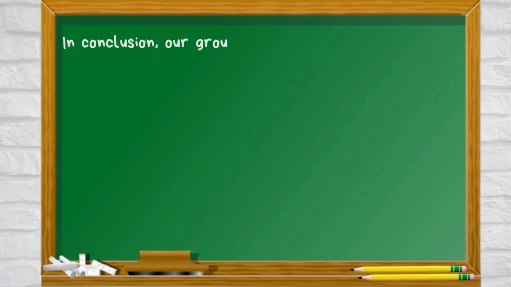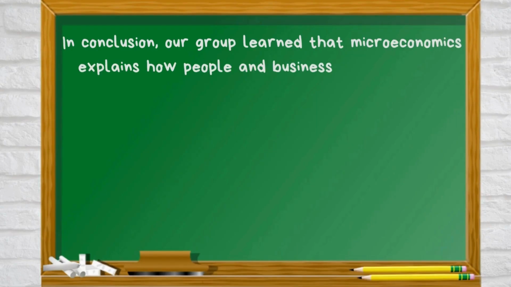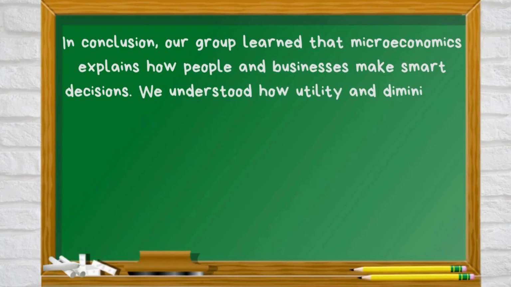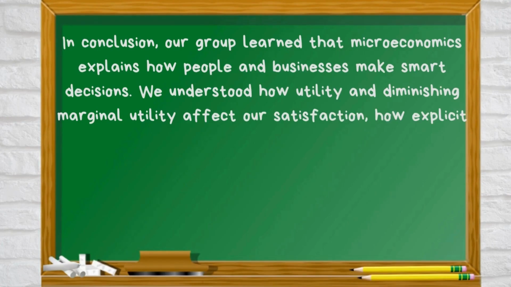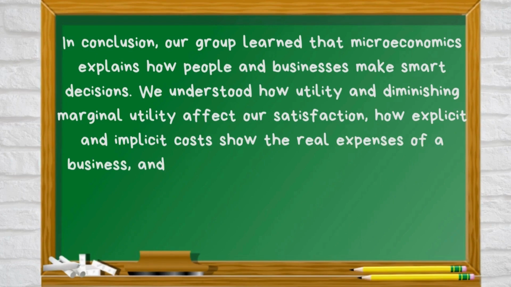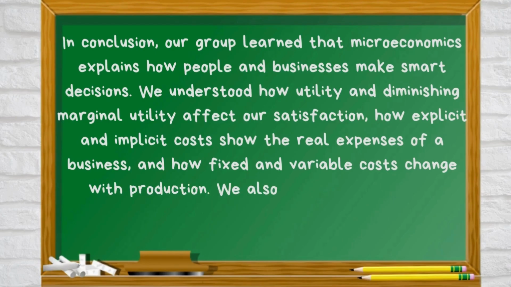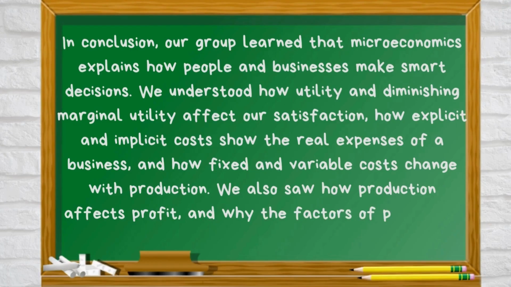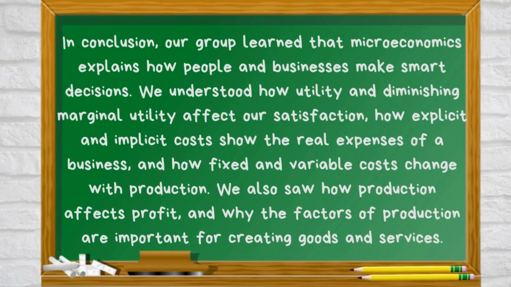So, in conclusion, our group learned that microeconomics explains how people and businesses make smart decisions. We understand how utility and diminishing marginal utility affect our satisfaction, how explicit and implicit costs show the real expenses of a business, and also how fixed and variable costs change with production. And also, we saw that production affects profit and why the factors of production are important for creating goods and services.